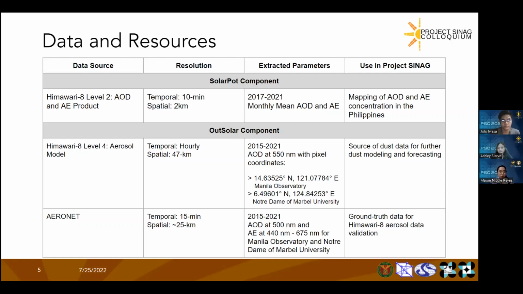The ground truth data we use are the Level 2 cloud-cleared and quality-assured AOD at 500 nanometers and AE at 440 to 675 nanometers from the AERONET sites in the Philippines, which are located at Manila Observatory, El Nido, and Notre Dame in Koronadal. However, we excluded the El Nido site since there are not enough historical data and temporal resolution to cover the duration of the study. Additionally, we also extracted the AOD product from the same sites with their pixel coordinates on the Himawari 8 aerosol model with AOD at 550 nanometers.